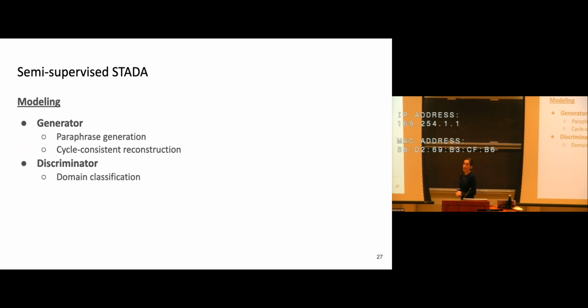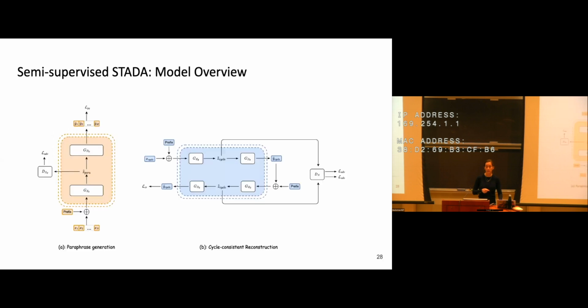For this modeling, we have a generator and a discriminator as well. The generator is going to do paraphrase generation. So now we call it paraphrase generation, where we're doing the style transfer, and then cycle consistent reconstruction, where we use a model that learns from the paraphrase to go back to the original, where paraphrasing is just looking at the style. And then a domain classification. So we still use adversarial learning here. So here's a diagram of the model overview that we have for the second iteration of our work.